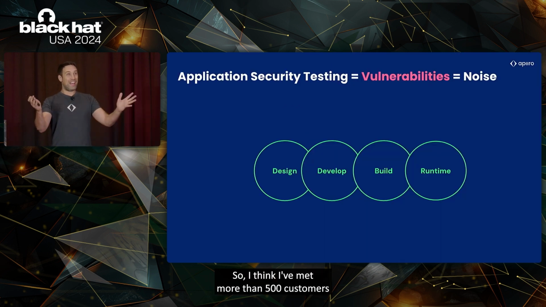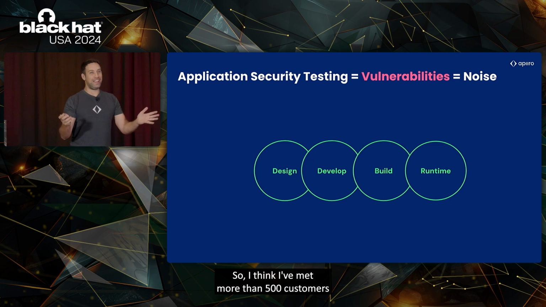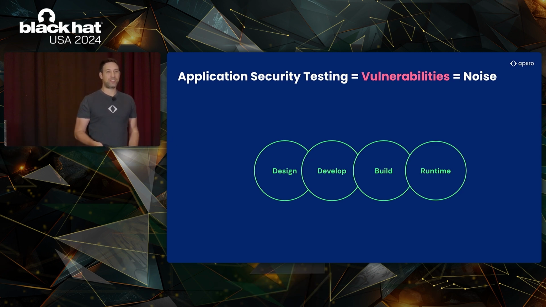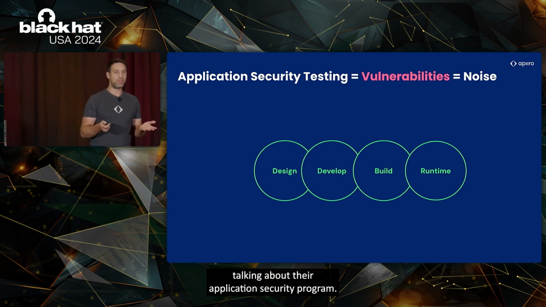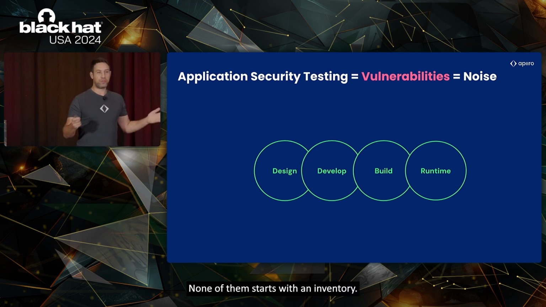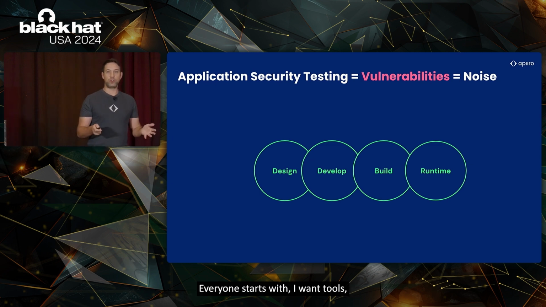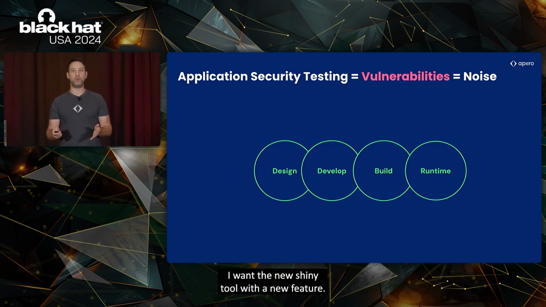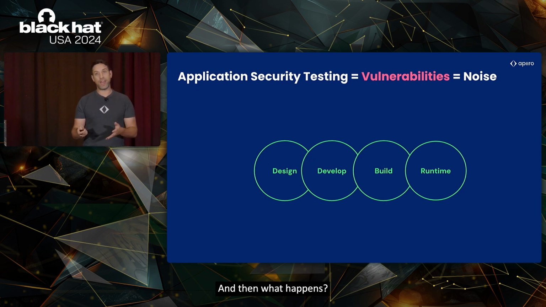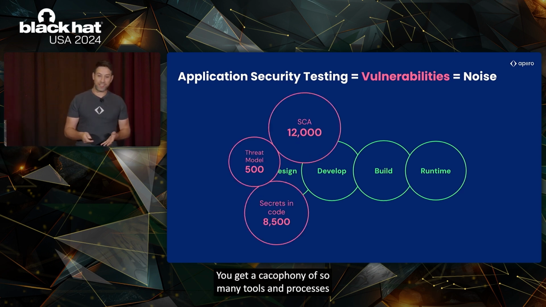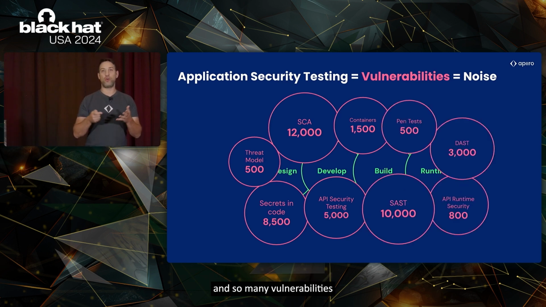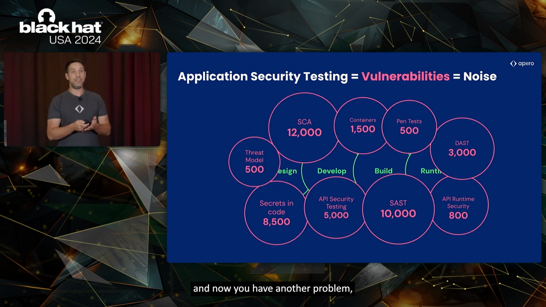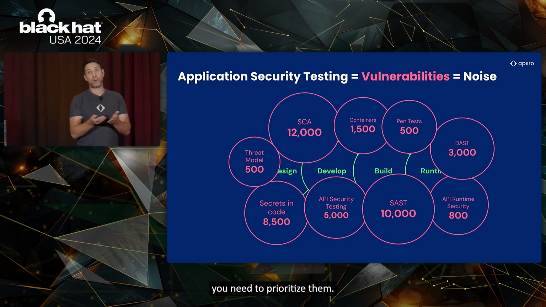So I think I've met more than 500 customers in the last 4 years talking about their application security program. And guess what? None of them starts with an inventory. Everyone starts with, I want tools. I want the new shiny tool with a new feature. And then what happens? You get a cacophony of so many tools and processes and so many vulnerabilities. And now you have another problem. You need to prioritize them.